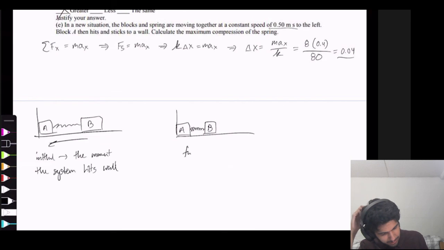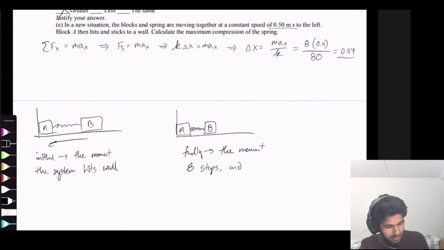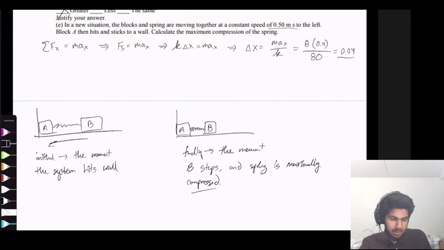And then finally is the moment B stops and the spring is maximally compressed, right? The reason we chose this to be the final position is that we're trying to find the maximum compression of the spring, and that occurs when B has compressed it as much as possible, which is when B will momentarily stop before it goes that way.